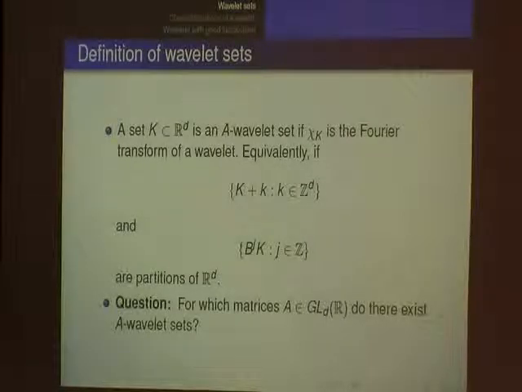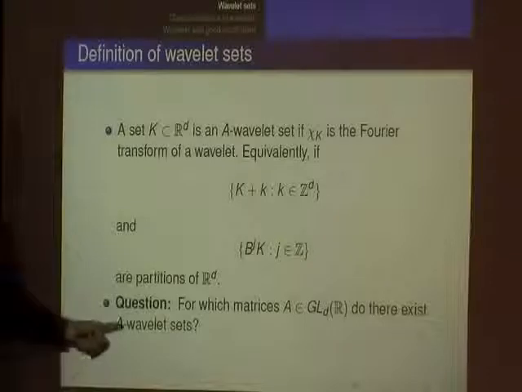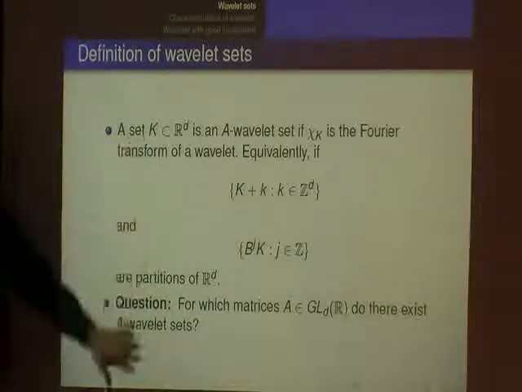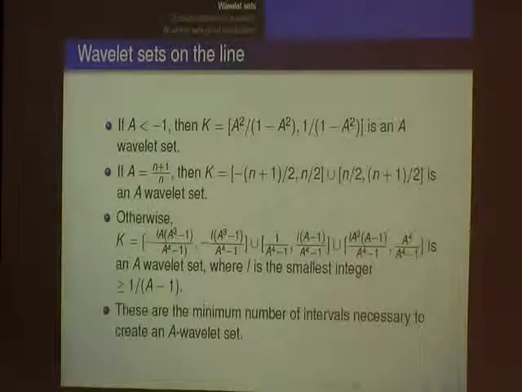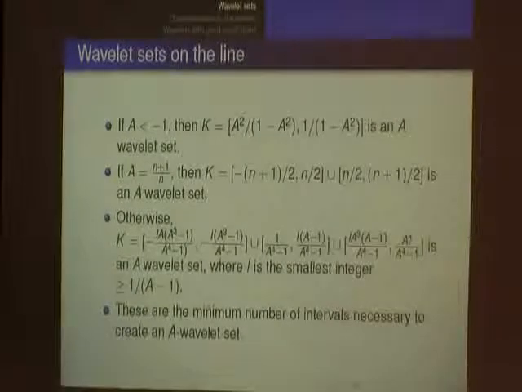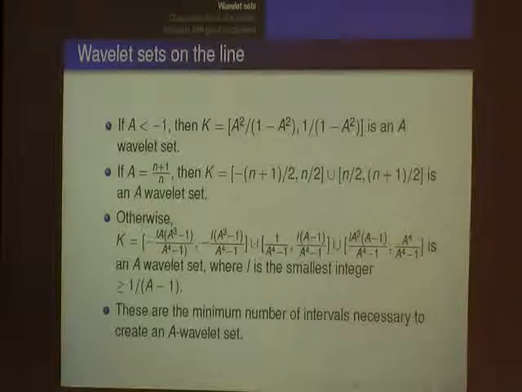So if we're thinking about the general question of for which matrices there exist orthonormal wavelets, the question you might ask is: for which matrices do there exist this particular type of wavelet? I'll call a set K that satisfies this a wavelet set, and the indicator function on the wavelet set is the Fourier transform of a wavelet. That's the question I want to think about. There are a lot of symbols on this slide, but the point is that the problem is completely solved for the line. It is completely known for which dilation factors on the line there exist wavelet sets.